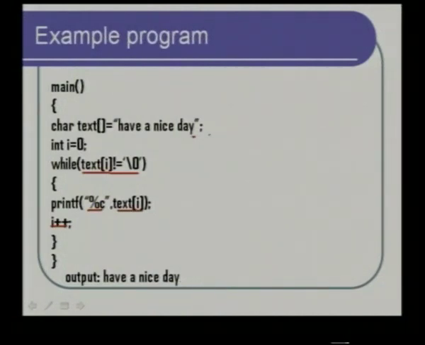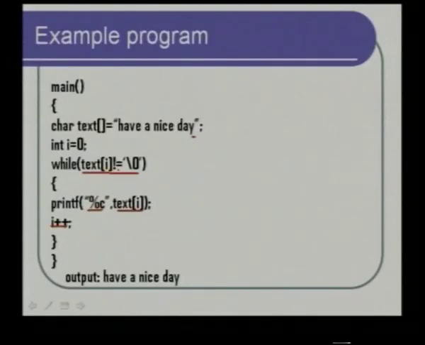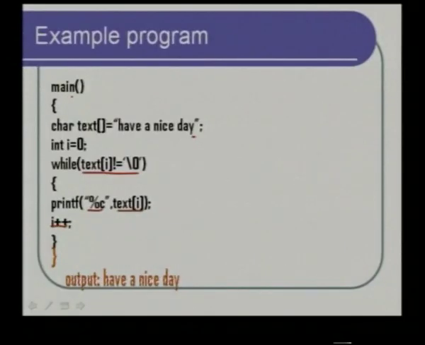Once y is reached, the compiler will identify a null character. So, it will tell that the string is over. So, text of i will become equal to null, and it will automatically come out of this loop and the main function will be closed. So, i++ is to move to the next character and this is the final output. This is how strings are used in a C program.